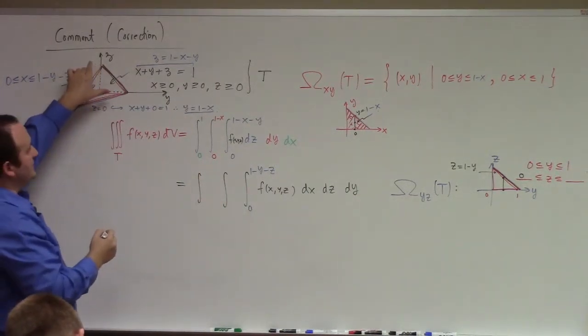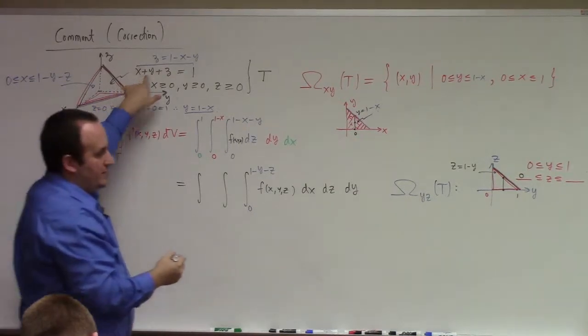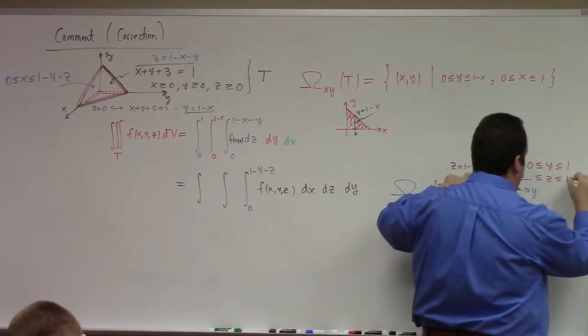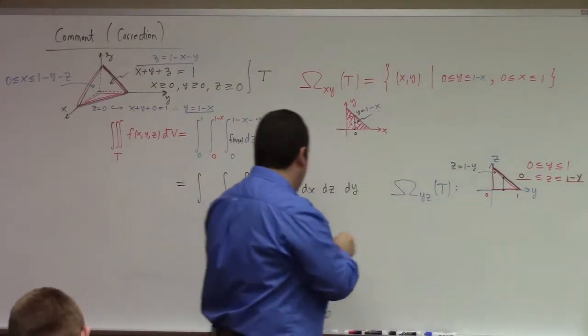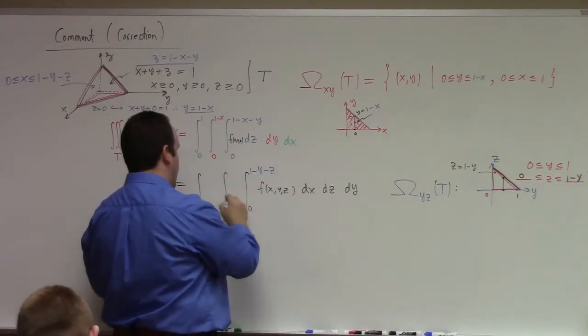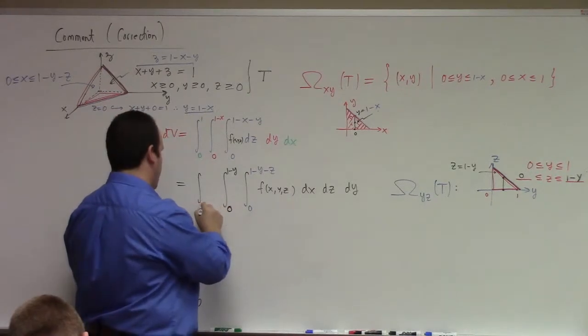Which is where x is equal to 0. When you put x equals 0 into the plane equation, you're left with y plus z equals 1, which of course reduces to z is equal to 1 minus y. So I have 1 minus y as my upper bound here, and then the triple integral becomes 0 to 1 minus y and 0 to 1.